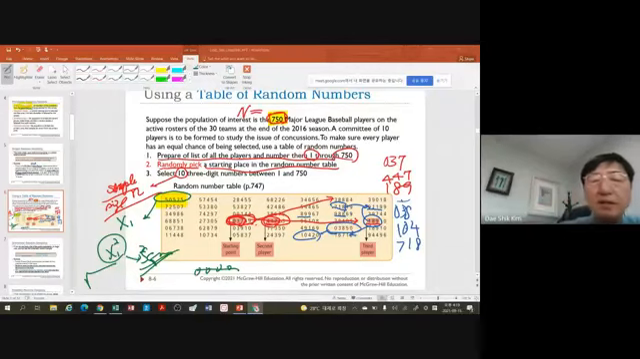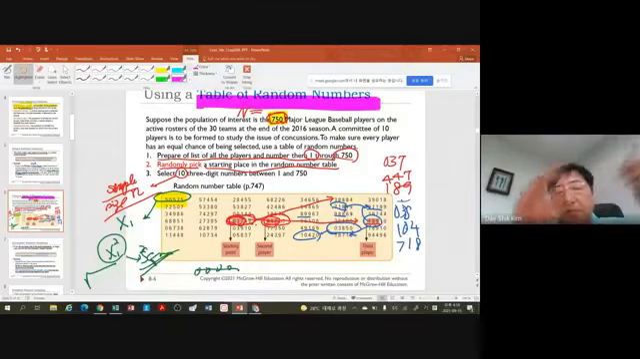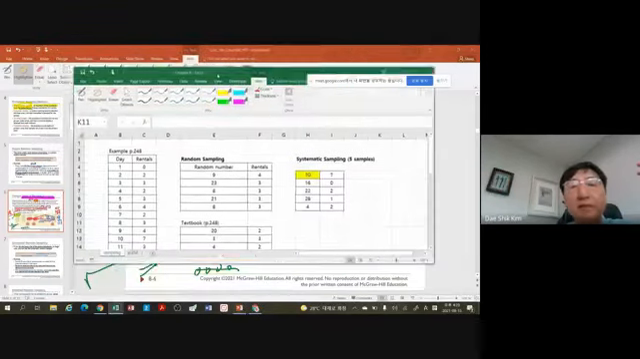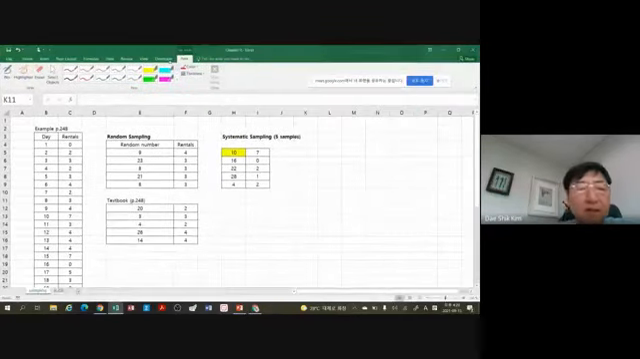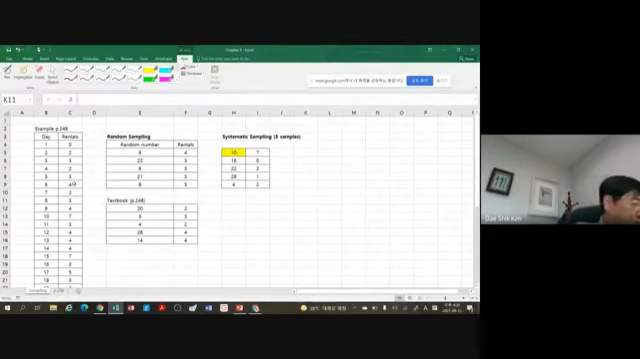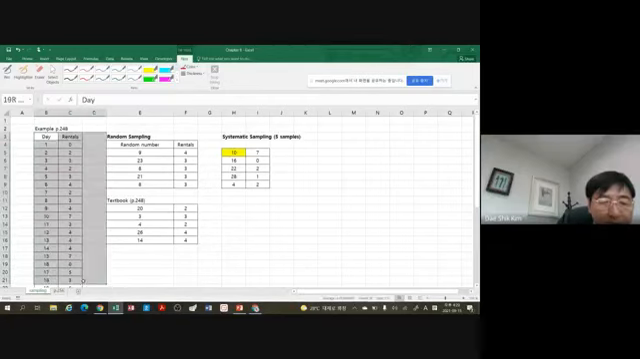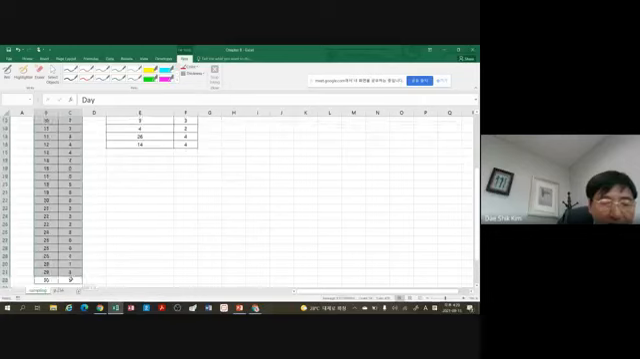You can use the random number table directly. Random number table is available. Another one is I will use my Excel file. Okay, this is page 248. All this data is printed in our textbook, up to 30 days.